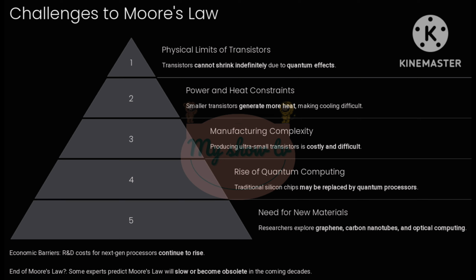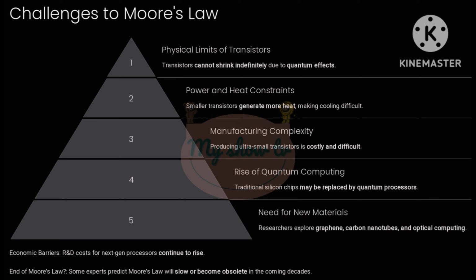Slide 2. Challenges to Moore's law. While Moore's law has successfully predicted the growth of processing power for decades, it is now facing significant challenges. As transistors become smaller, manufacturing, power consumption, and heat dissipation become major obstacles. Challenges. 1. Physical limits of transistors. Transistors cannot be infinitely reduced in size due to quantum tunneling effects.